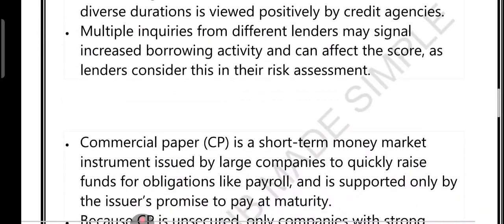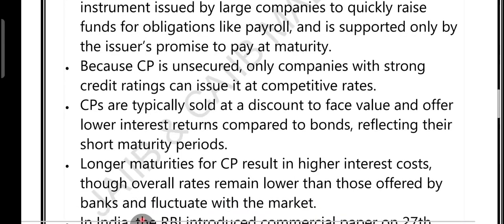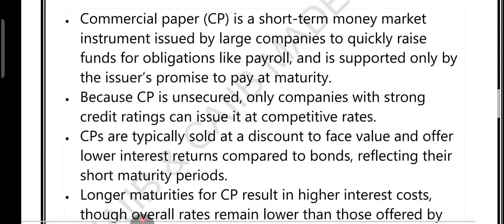Then we have the commercial paper. What is commercial paper? It is a short-term loan instrument used by big companies to raise quick money, like for salary or for bills. It is an unsecured instrument, meaning there is no collateral involved. Only the company promises to repay. It is sold at a discount.